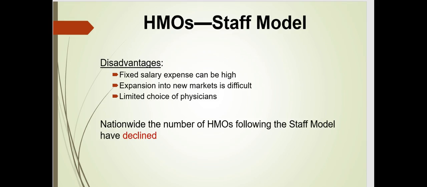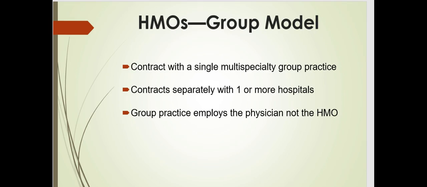Now for disadvantages. There are two main disadvantages. First, the large fixed salary expense, which often prevents expansion into new markets, and then a limited choice of physicians for the enrollees. Nationwide, the number of HMOs following the staff model has declined. The next model is a group model.